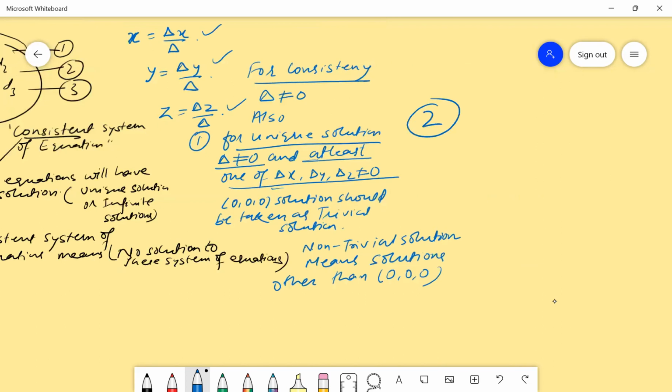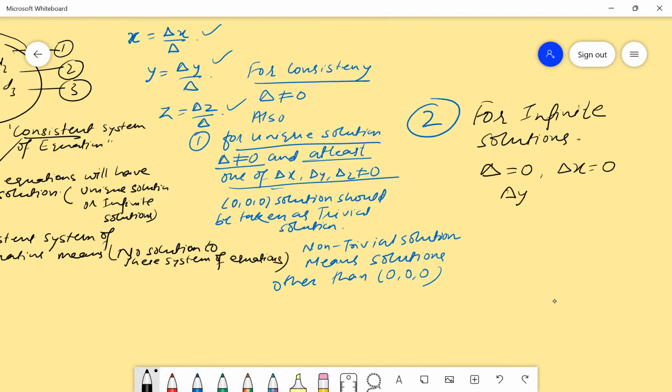Now come to the second point. For infinite solutions, delta equal to 0, delta x equal to 0, delta y equal to 0, delta z equal to 0. Now x, y, z all are in the form of 0 by 0. And in this case, you must remember that either you will get infinite solution or no solution.